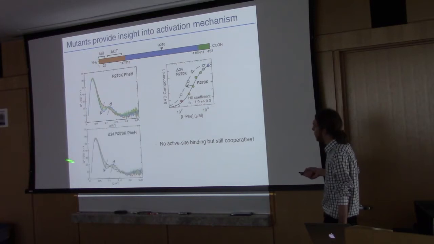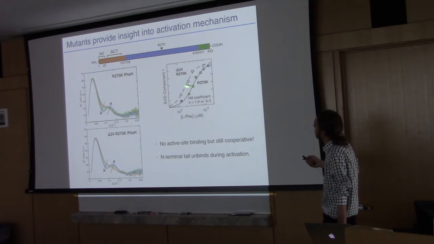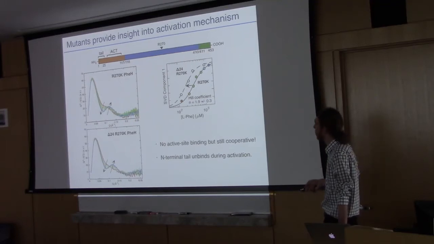Now if we delete the N-terminal tail, again, you still see activation. However, this is now the deletion mutant, which is shown as the white circles. The amount of phenylalanine you need for half activation is shifted toward lower values. So that means that tail was probably stabilizing the inactive conformation. So the tail probably unbinds during activation, which would be consistent with the mechanism of inhibition. Okay.